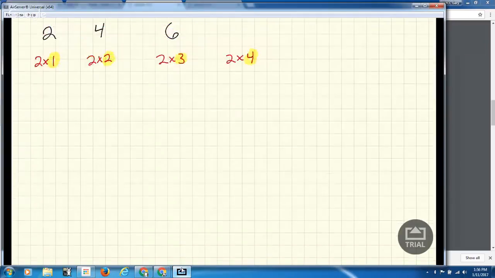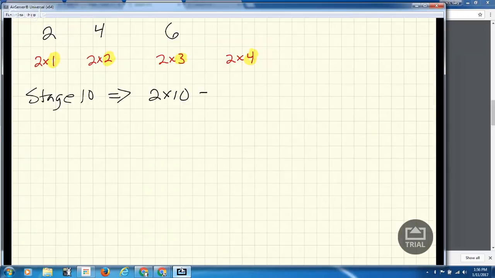We could easily identify if someone said, hey, well, what about stage 10? What's going on there? And we could say, well, in stage 10, there's always going to be 2 rows, but there will be 10 columns. So you just see a total of 20 squares.